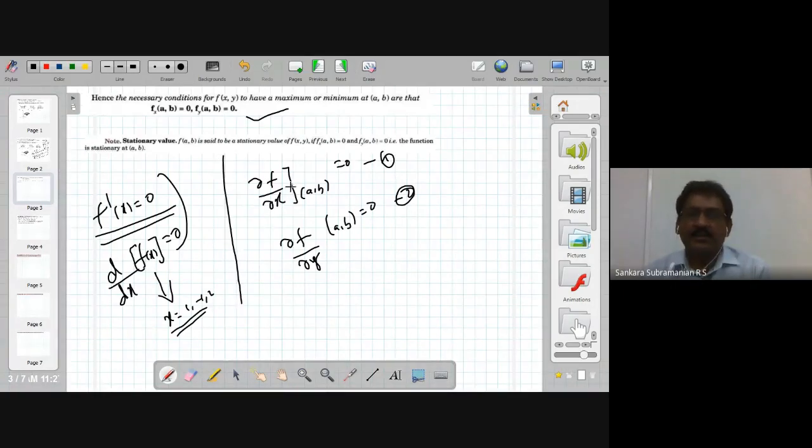Similarly, for two variables, we have two types of differentiation possible. First order, one with respect to x, other with respect to y. Therefore, we call them here stationary values.